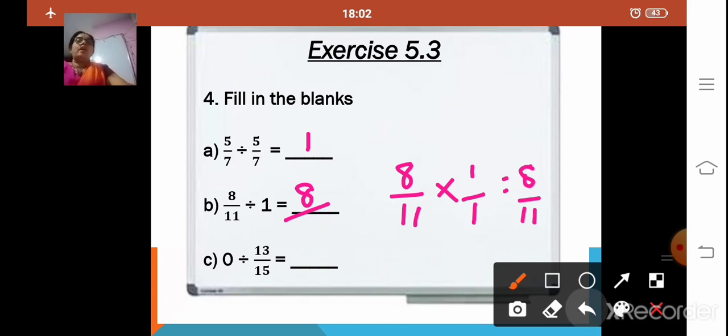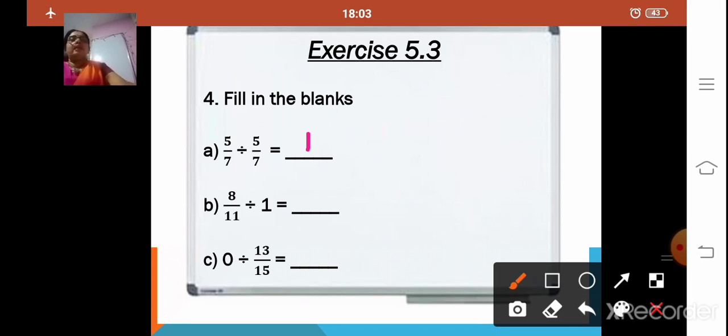Okay. Coming to the third sum. 0 divided by 13 upon 15. So according to the property, if 0 is divided by any fraction, the answer is 0. Yes. So when you simplify it, that will become 0 multiplied by 15 upon 13, which is 0.